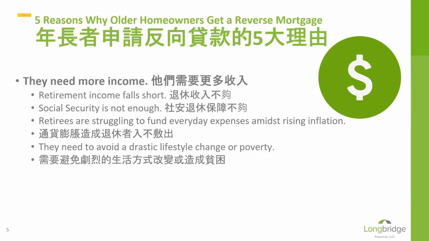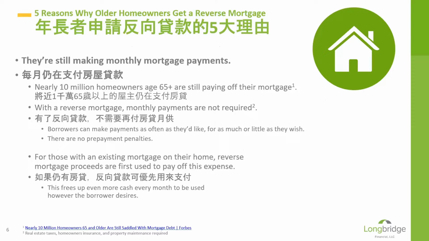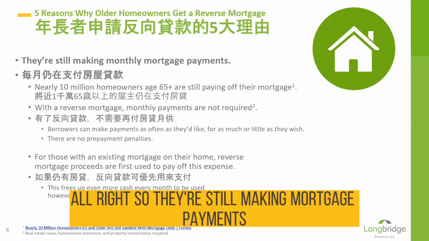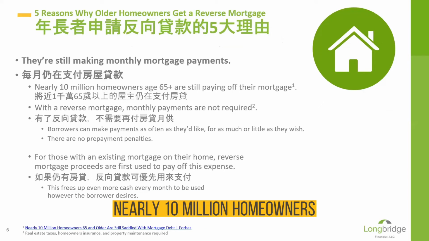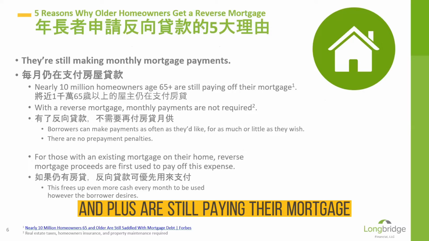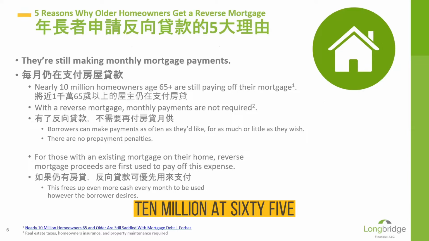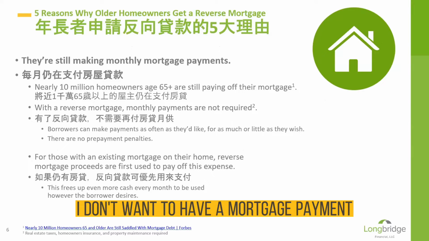Next screen. All right, so they're still making mortgage payments. Nearly 10 million homeowners age 65 and plus are still paying their mortgage. 10 million at 65. I tell you what, when I retire at 65, God willing, I don't want to have a mortgage payment. I don't want to have a mortgage payment.